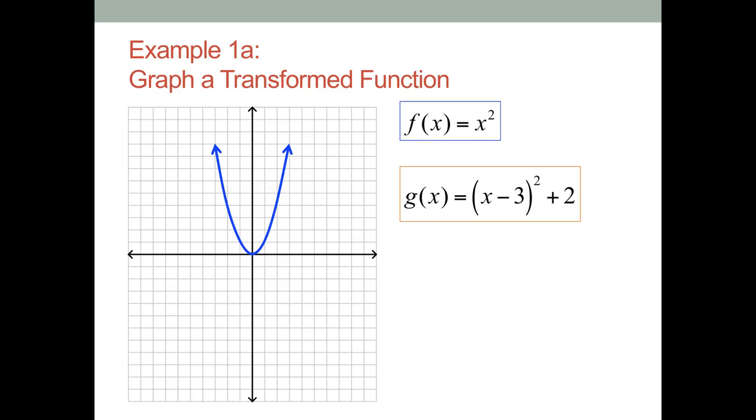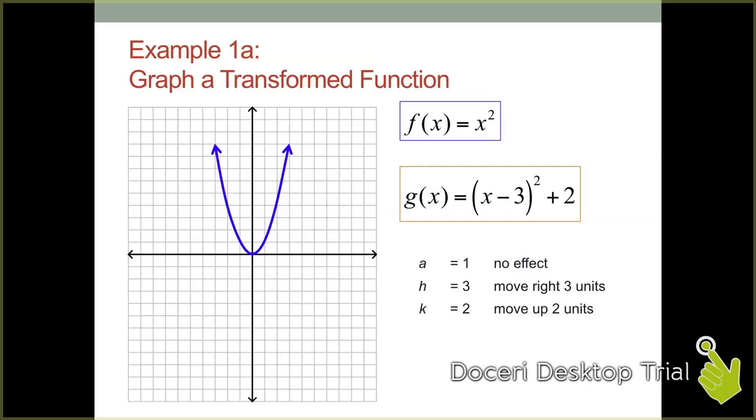Now, in order to know how to change this graph to become the g of x graph, we need to identify our a, h, and k values. So for a, we said it was the number that's multiplied out in front. Since there isn't anything there, we assume that that's going to be a 1, and an a value of positive 1 is going to have no effect in terms of reflection or in terms of stretches and shrinks.